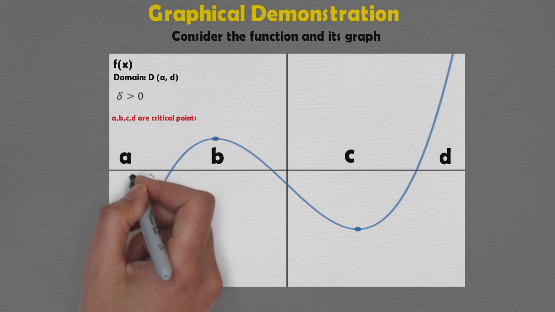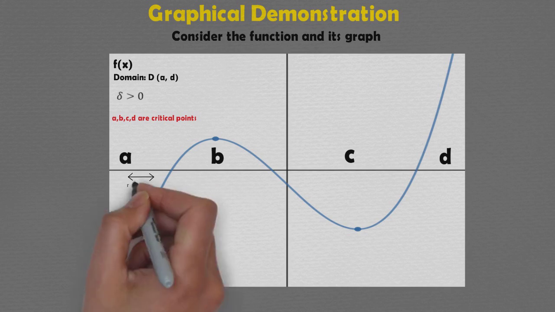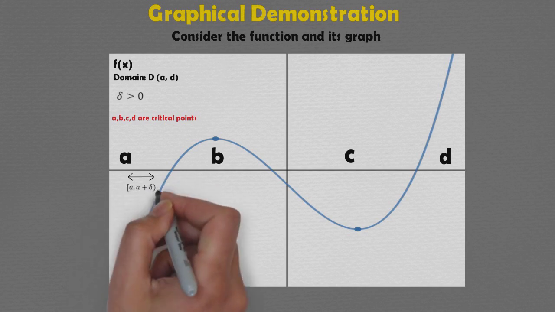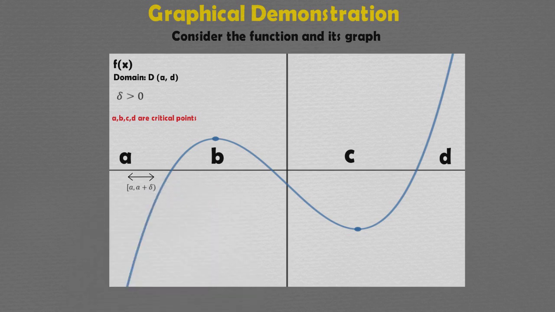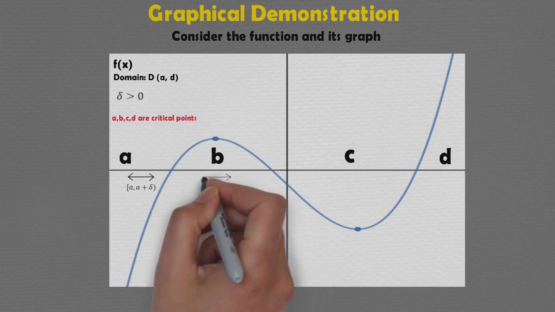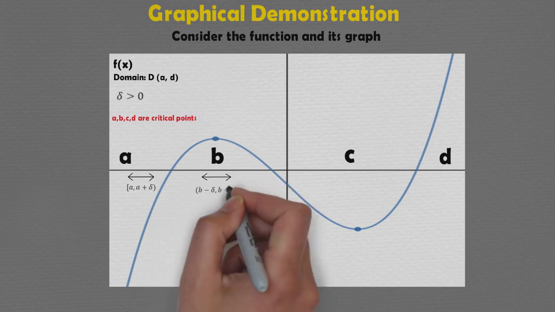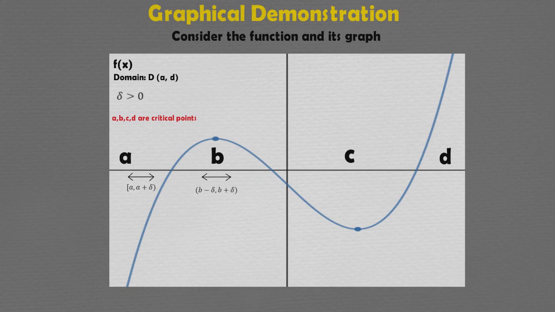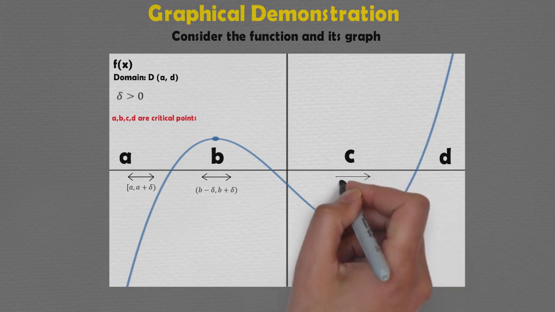Consider an interval about critical point a. The interval is from a to a plus delta. So it is a small interval including critical point a. Similarly, consider an interval about critical point b. The interval is from b minus delta to b plus delta. Here the interval is an open interval, but it can also be taken as a closed interval. It does not matter whether you take it as a closed interval or an open interval. So it is the second interval including critical point b.